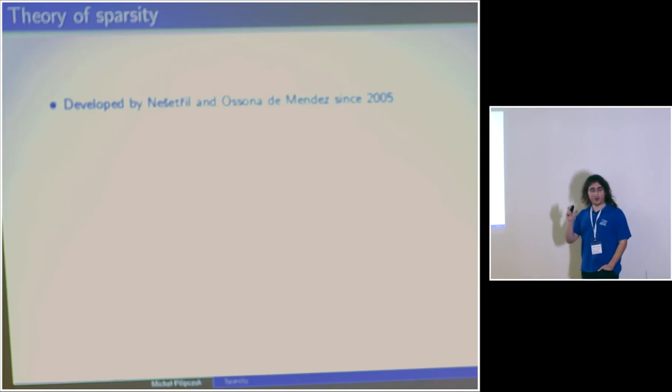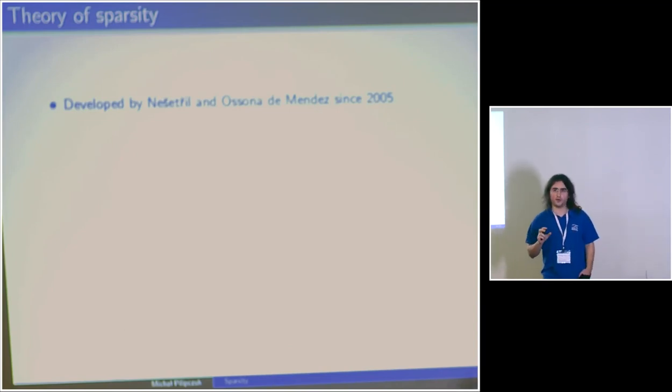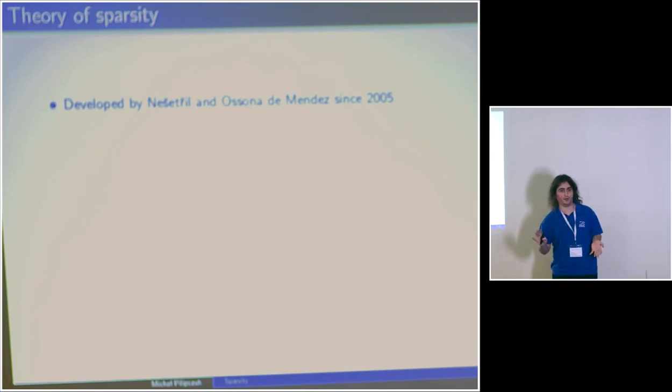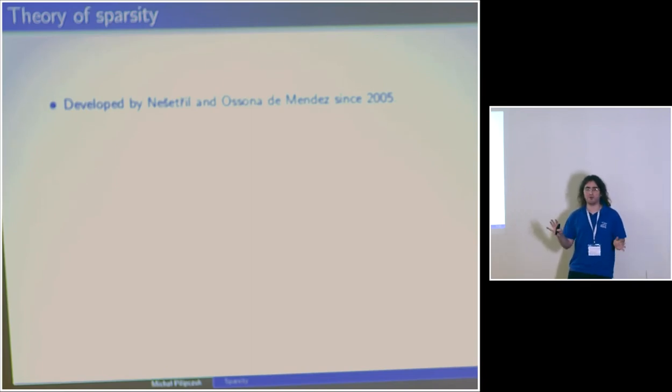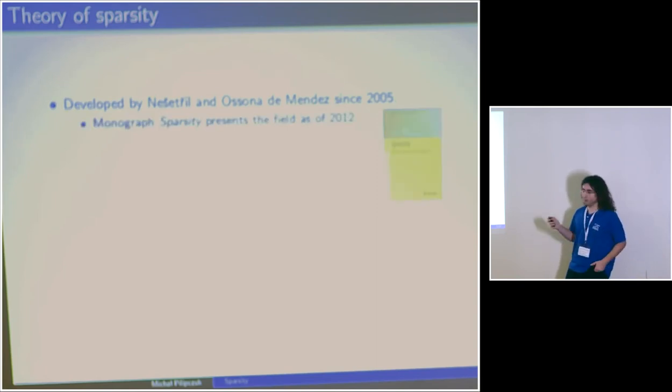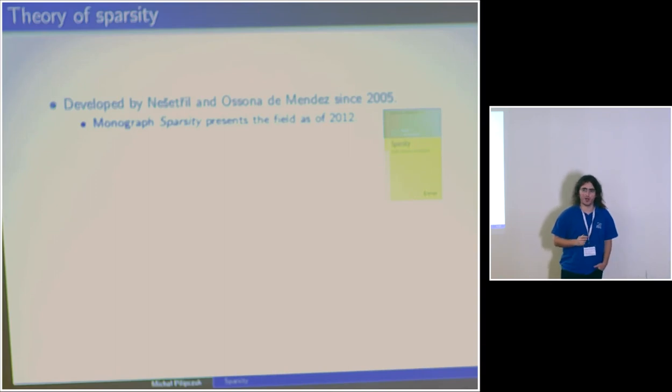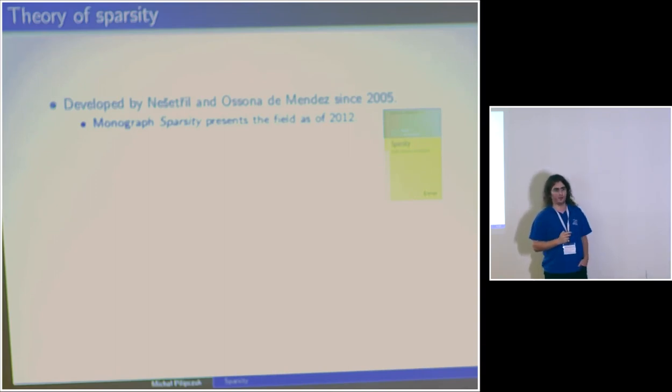So this theory of sparsity is kind of a new branch in graph theory with algorithmic applications, and mostly it was developed by Jaroslav Nešetřil and Patrice Ossona de Mendez from say 2005 till today. So it's like 10, 12 years old. Yes? There is a book about it by these two authors called Sparsity. It was published in 2012, and since then there were many, many developments.